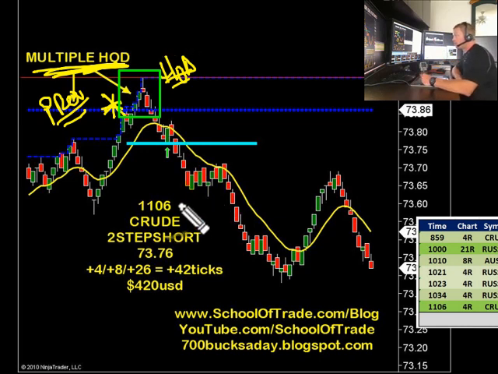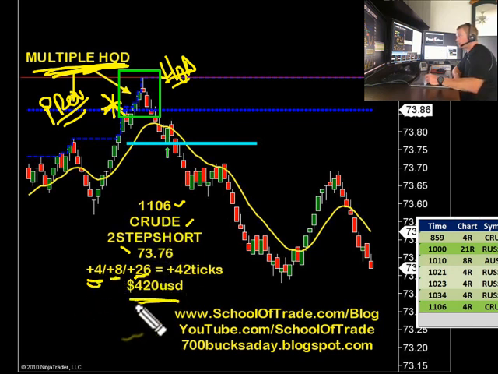So here we are, 11 o'clock now, on the crude. This is the 810 contract on crude. And of course, a 2-step reversal off the high of day. 76 was the fill. We took 2 off at +4, 1 off at +8, and then we trailed our stop, locking in 26 more ticks, guys. 2 off at 4 is 8, 8, 16, 26, that's 42, or 420 USD.